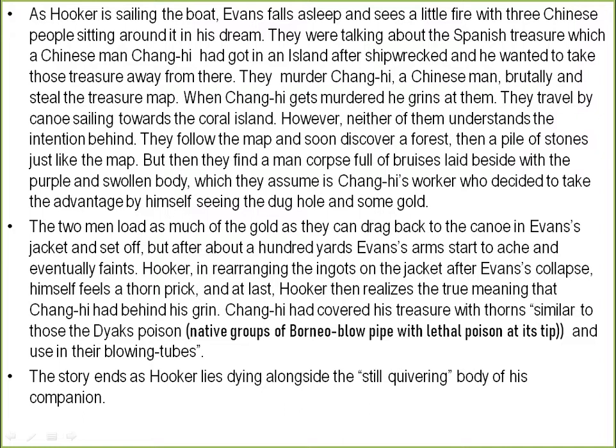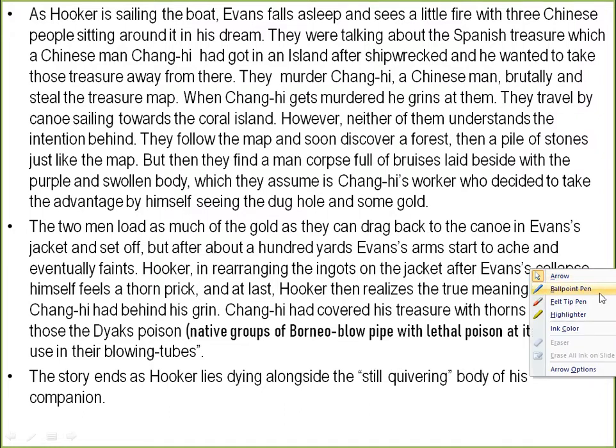पुरा एकदमै दाँत देखाएर के गर्छ, एक किसिमको साउन्ड प्रोड्युस गर्छ. They traveled by the canoe sailing towards the coral island. त्यसपछि after getting the map, they moved towards the island. However, neither of them understand the intention behind. They follow the map and soon discover a forest in a pile of stones, just like the map.